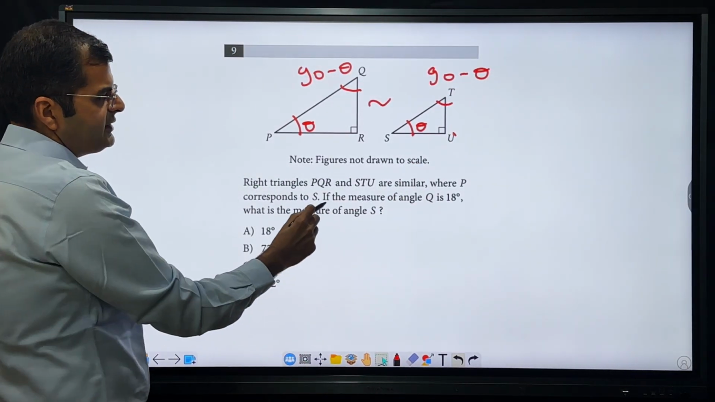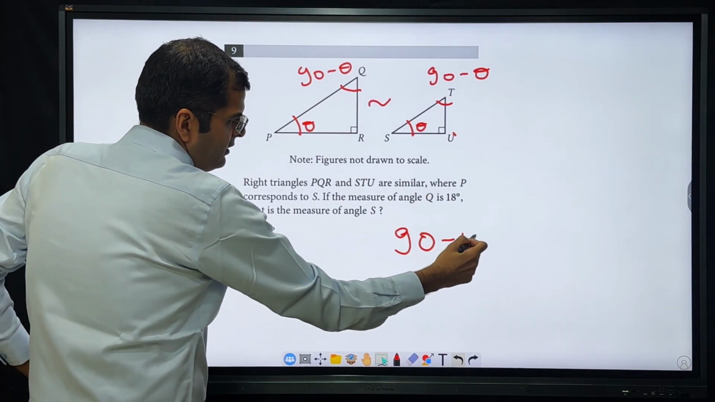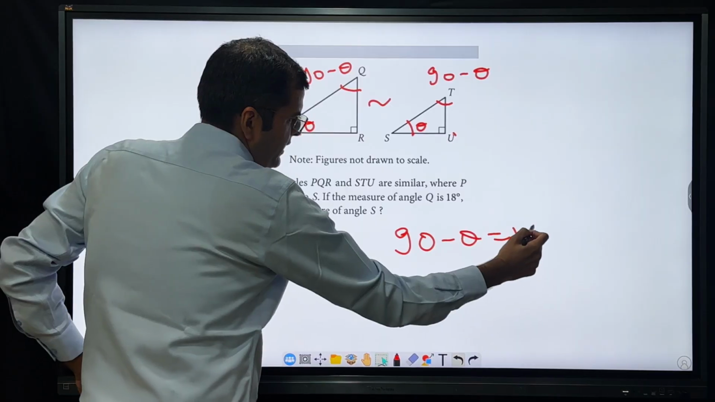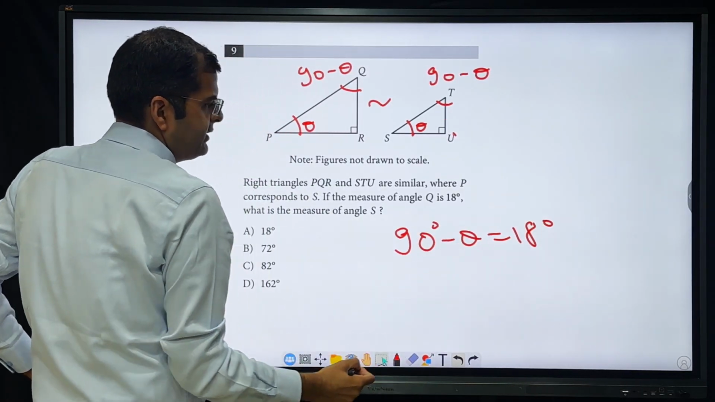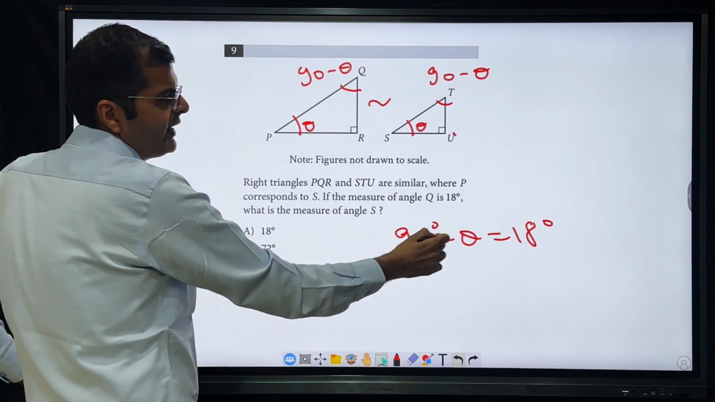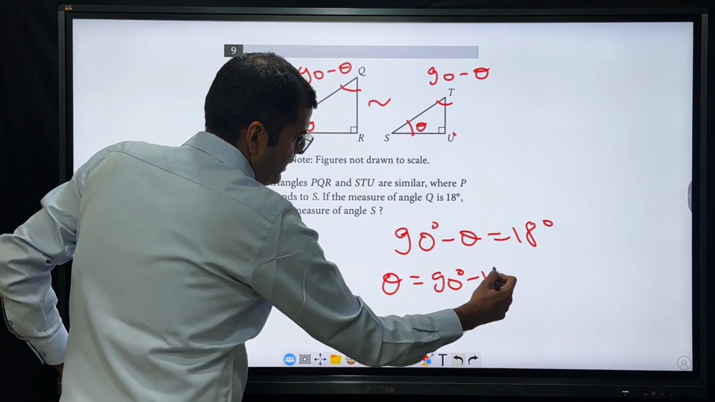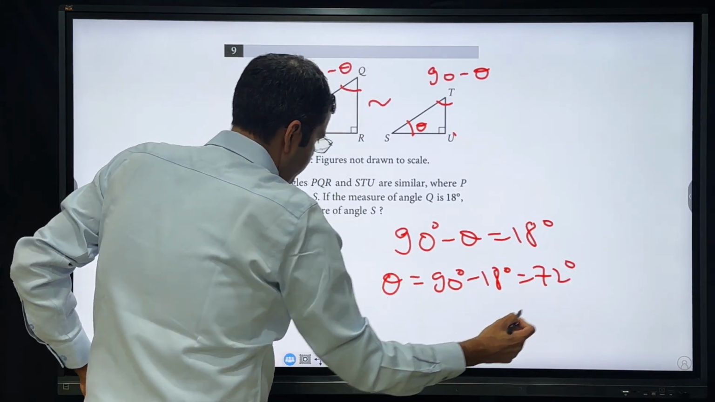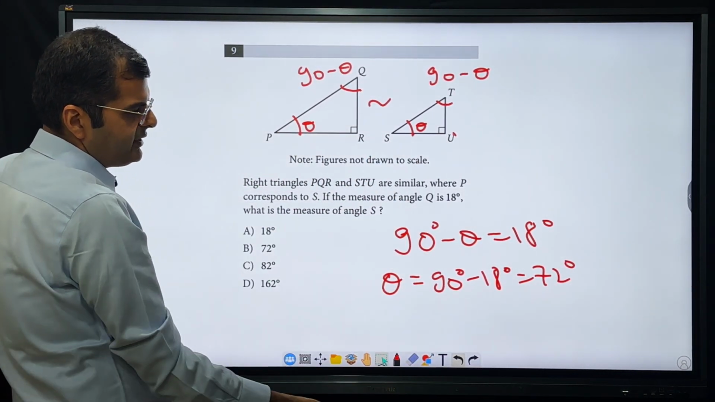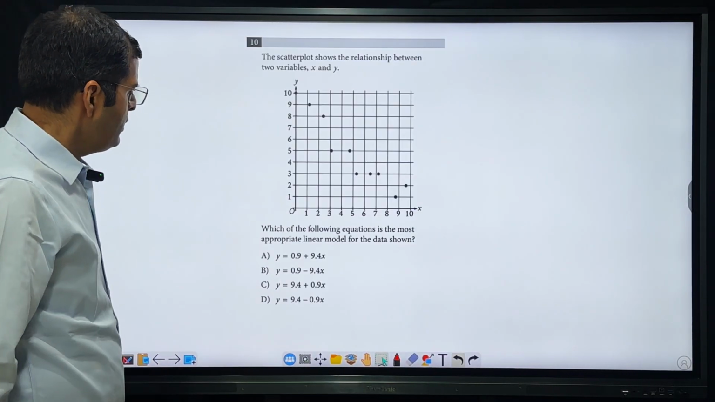Now, it says the measure of angle Q is 90 minus theta, which is 18 degrees. What is the measure of angle S? Angle S is theta. If 90 degrees minus theta is 18 degrees, theta will be 90 degrees minus 18 degrees, which is 72 degrees. So angle S, which is theta, equals 72 degrees. Answer option B is right here.